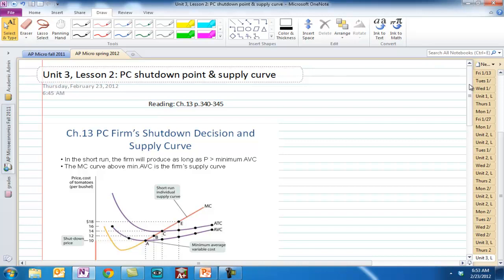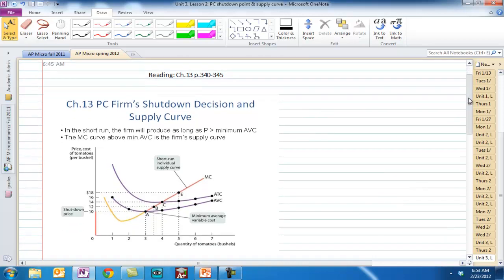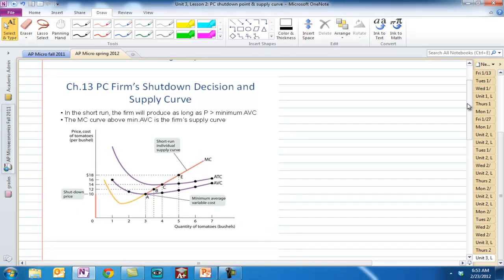But in the short run, because there are fixed costs to cover no matter whether they produce anything or not, sometimes the firm's better producing some units and losing some money on that as opposed to just shutting down and losing their entire fixed cost. So let's look at the analysis of how this happens. Here's the next slide on your handout. It's called the Perfectly Competitive Firm's Shutdown Decision and the Supply Curve. We're going to deal with both of these on the same slide.